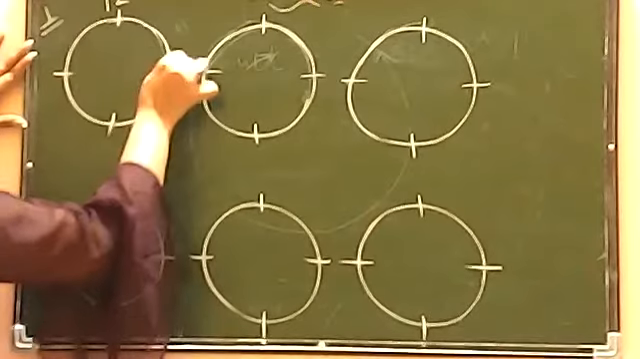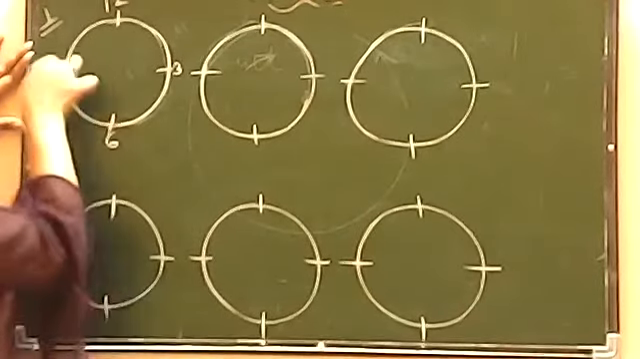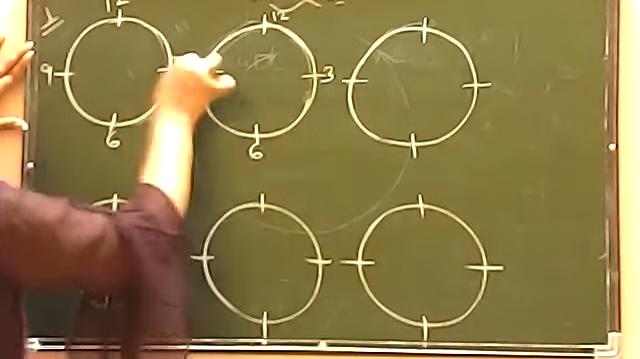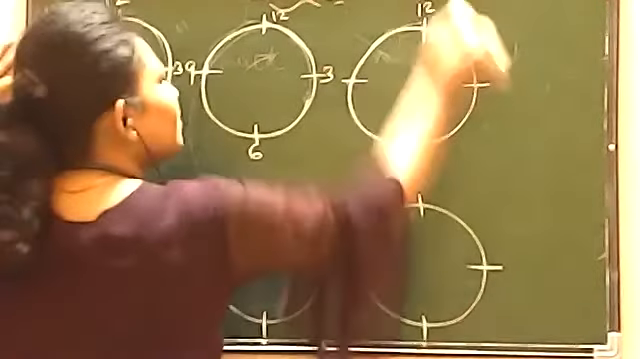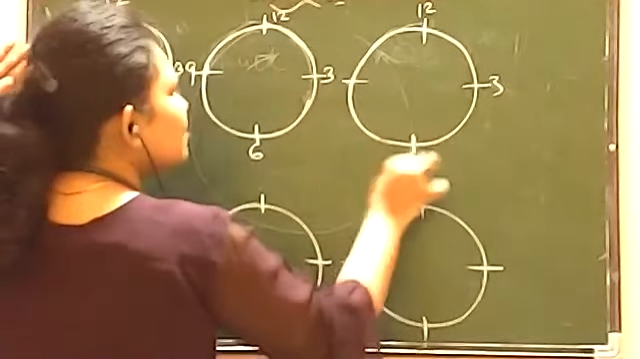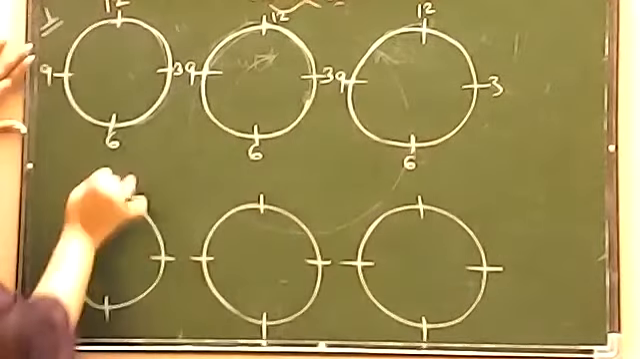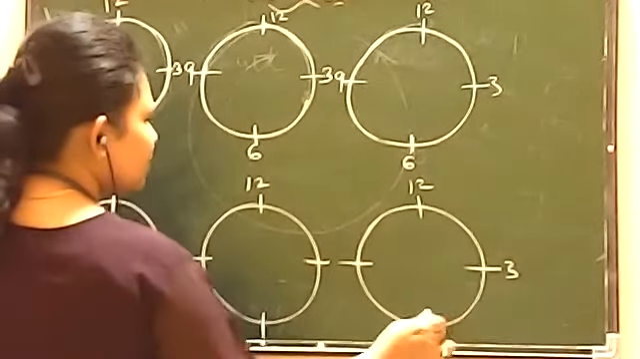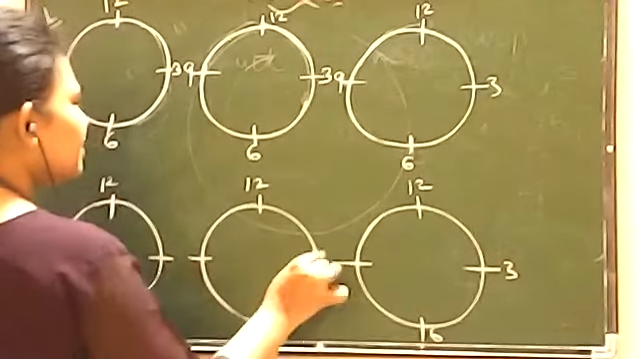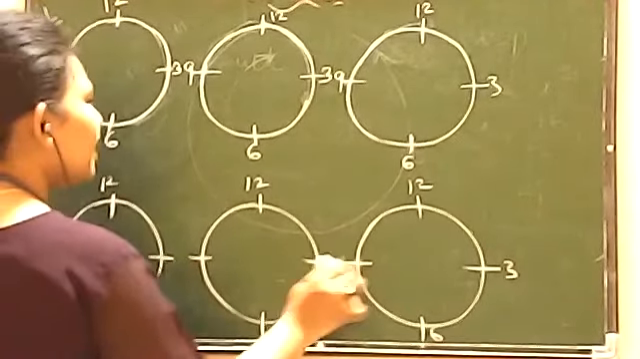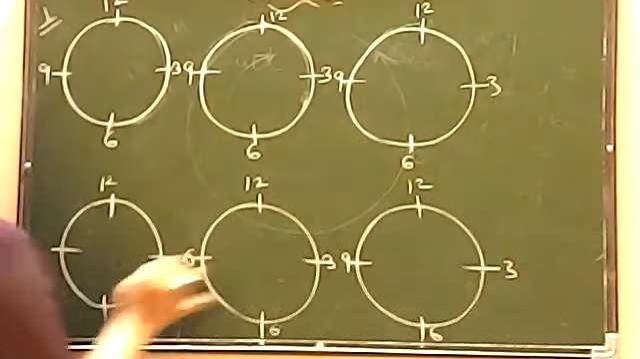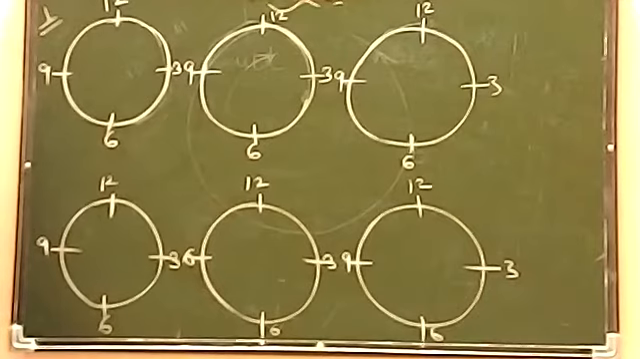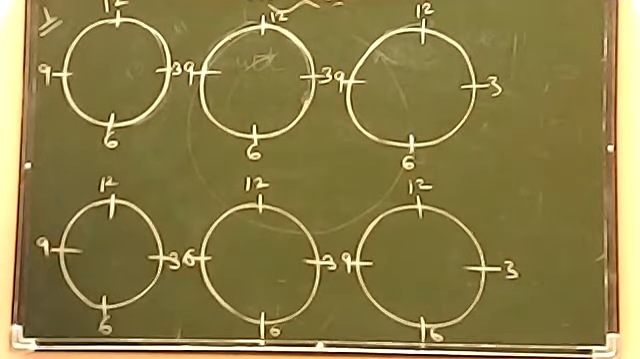12, 3, 6 and 9. This is 12, this is 3, this is 9 here, and this is 6 here. I have drawn my half of the clock right now.